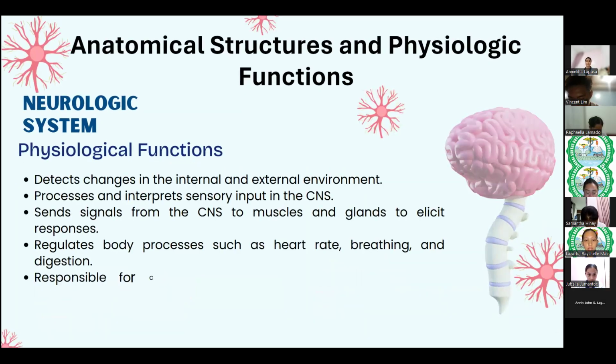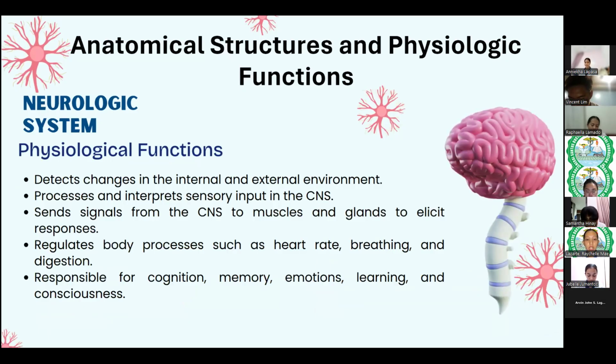Now, for the physiological functions of the neurologic system: it detects changes in the internal and external environment, processes and interprets sensory input in the CNS, sends signals from the CNS to the muscles and glands to elicit responses, regulates body processes such as heart rate, breathing, and digestion, and it's also responsible for cognition, memory, emotions, learning, and consciousness.